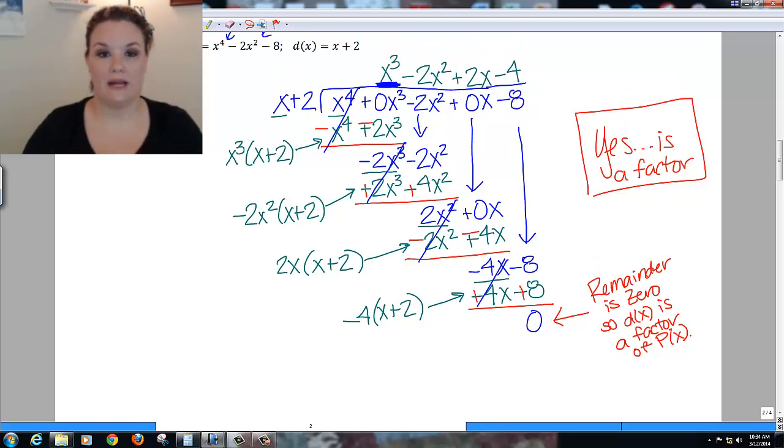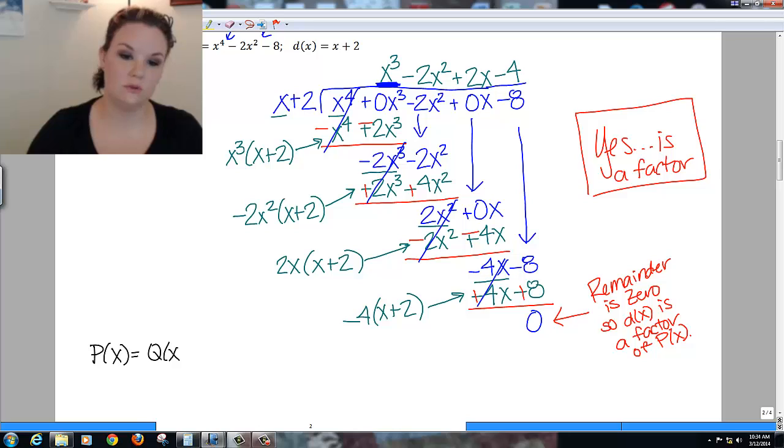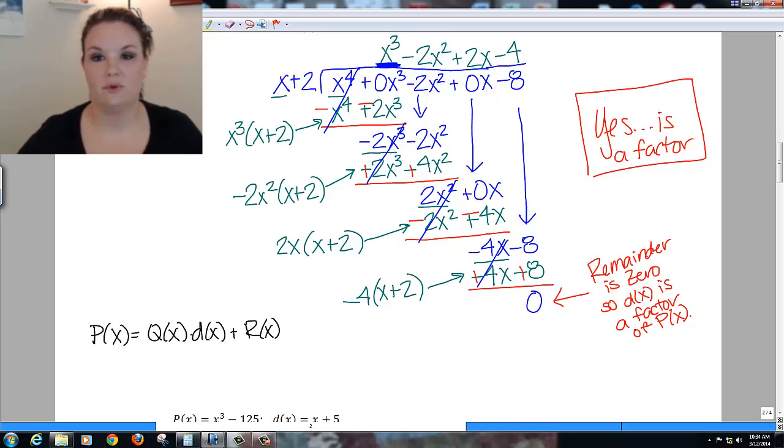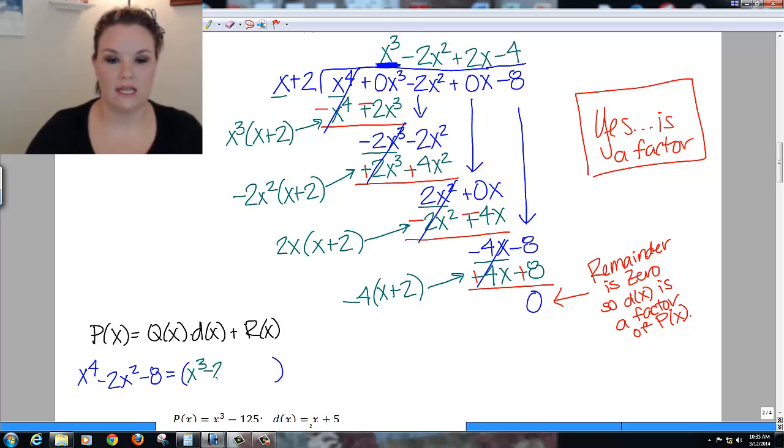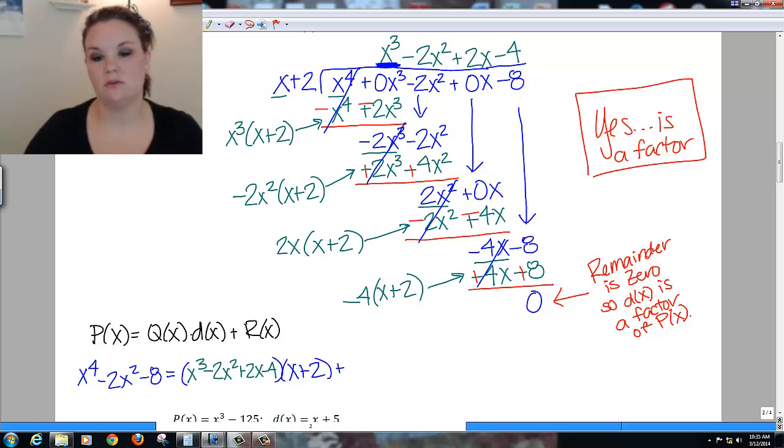So now I want to go ahead and write out my solution. Remember, we're writing out our solution in the form p of x is equal to q of x times d of x plus r of x. So I need to put in my original polynomial, which is my dividend. So this means that x to the 4th minus 2x squared minus 8 is equal to the quotient that we just came up with, which is x cubed minus 2x squared plus 2x minus 4 times our divisor, which was given to us, x plus 2, plus our remainder, which here was 0.